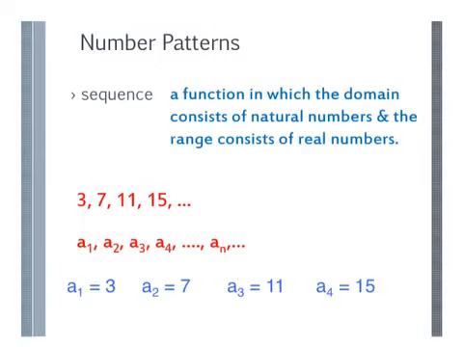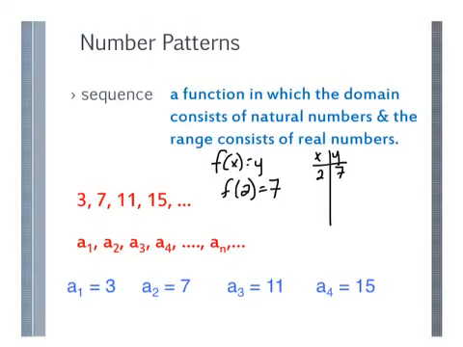Here's an example of a sequence, 3, 7, 11, and 15. Down here we have the notation for how we tend to write about sequences. Lowercase a with a subscript, sub 1, sub 2, and so on. This is kind of like when you learned about function notation. f of x is equal to y. Or maybe you might say f of 2 is equal to 7. So that meant when you put 2 into the function, what you got out was a 7. So x was your input, y was your output.